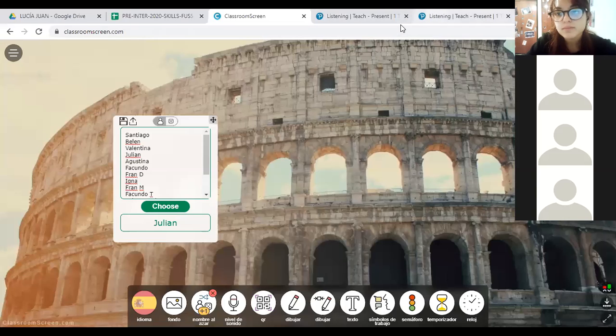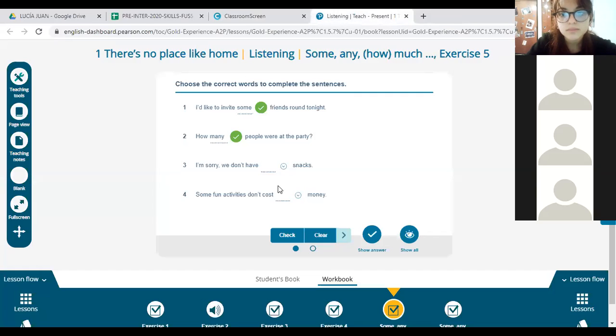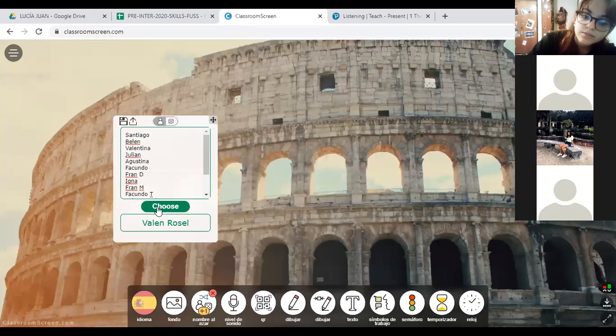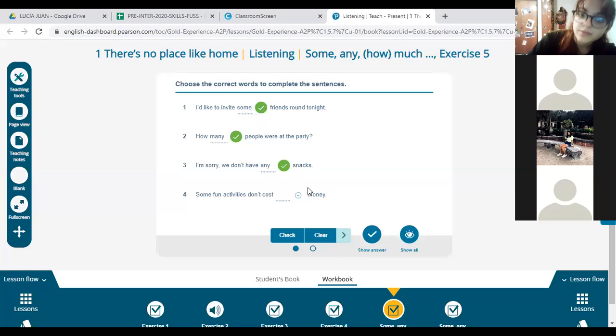Julian. Can you do number 3? I'm sorry, we don't have any snacks. Good. Why any? Because it's countable. Good. And negative. Yes, negative. Very good.